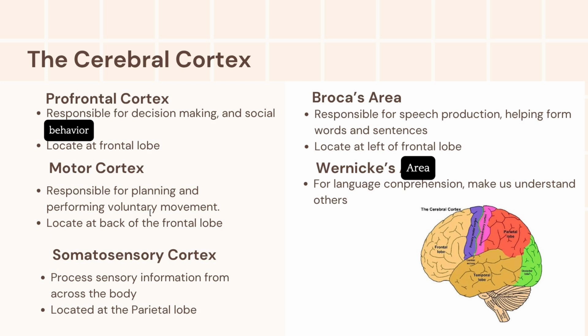It's located at the left of the frontal lobe. Wernicke's area is for language comprehension. It helps us understand what others are talking about when they are trying to communicate with us. It's also located in the frontal lobe.